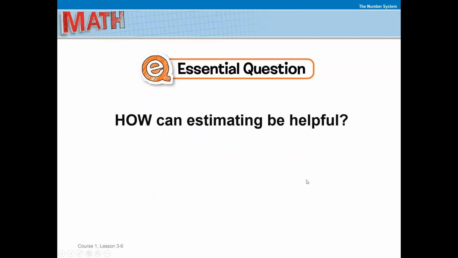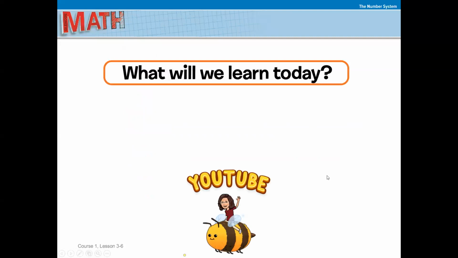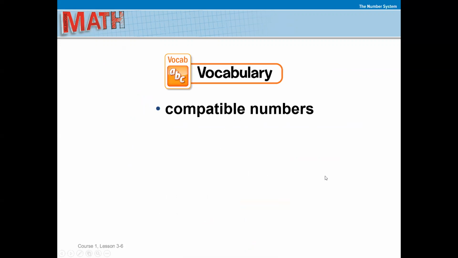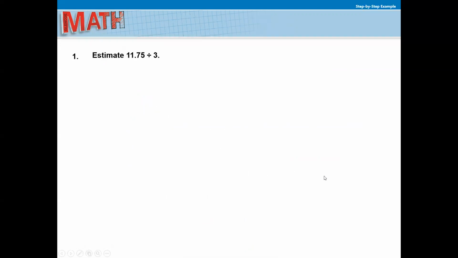Essential question: how can estimating be helpful? What will we learn today? To estimate by rounding dividends and rounding divisors. Vocabulary: compatible numbers. Number 1, estimate 11 75/100 divided by 3.